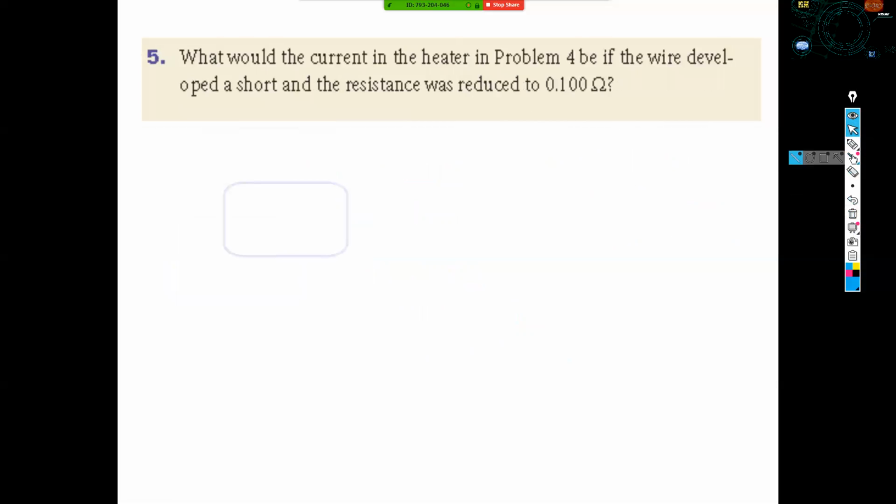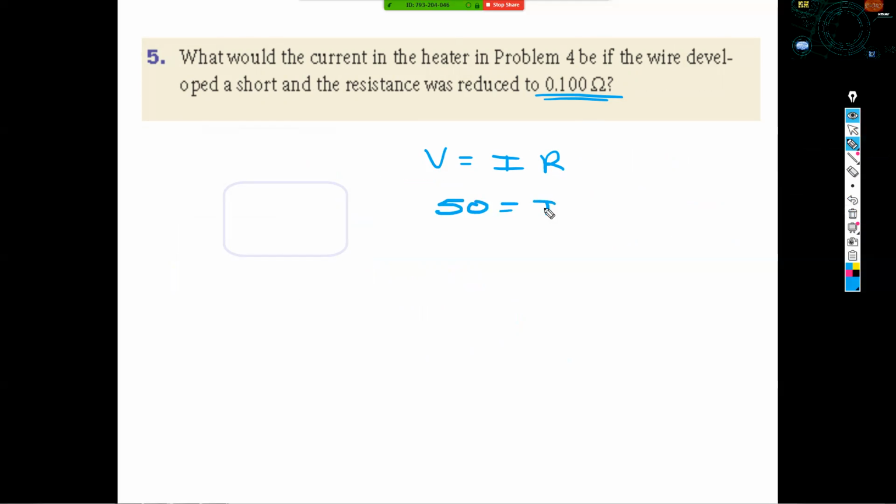Now, what would the current be if it created a short circuit? In other words, something happened and it bypassed those filaments and your resistance practically dropped to zero. So what's going to happen to your flow rate? Hopefully, if the resistance goes down, the flow rate should go up. So you're going to see a much larger current. It's still the same voltage, it's just now I have a different resistance. So 50 equals I times 0.1, and you get 500 amps, which could cause some issues, and we'll talk about that later. But you can see the big difference in the flow rates when you have a short circuit, almost no resistance whatsoever.